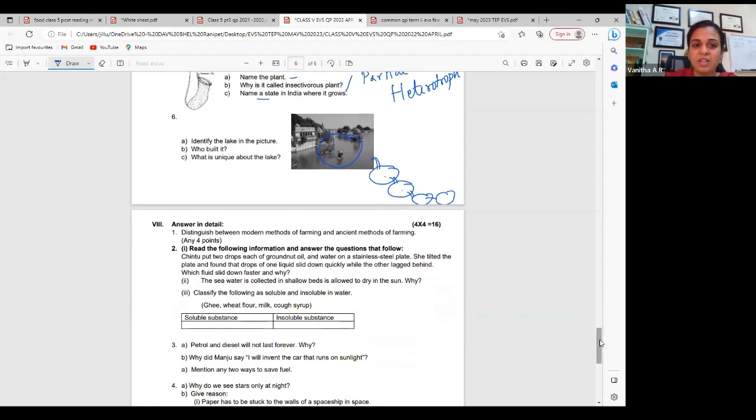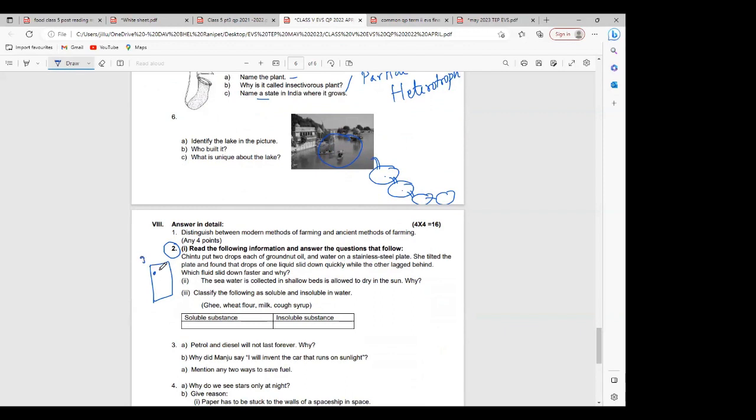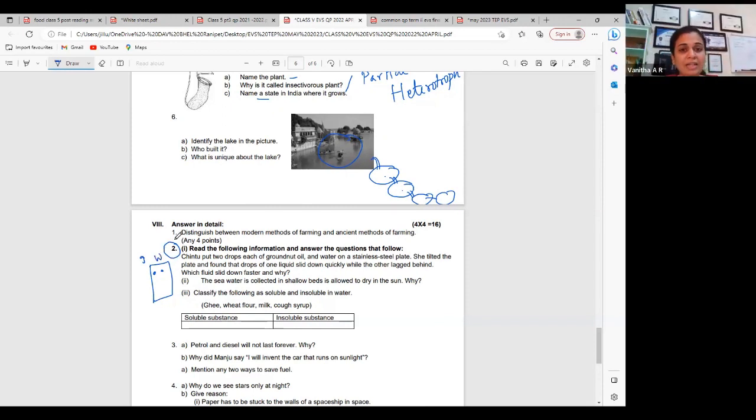Okay, now if you look at question number 2 here, read the following information and then answer the question. So we are giving them a small paragraph here. They have to read the information and answer the questions based on the information or the activity given. Chintu put 2 drops of groundnut oil and water on a stainless steel plate. She tilted the plate and found the drops of one liquid slid down quickly. I am 200% sure that 98% of the children might not know what the word slid is.